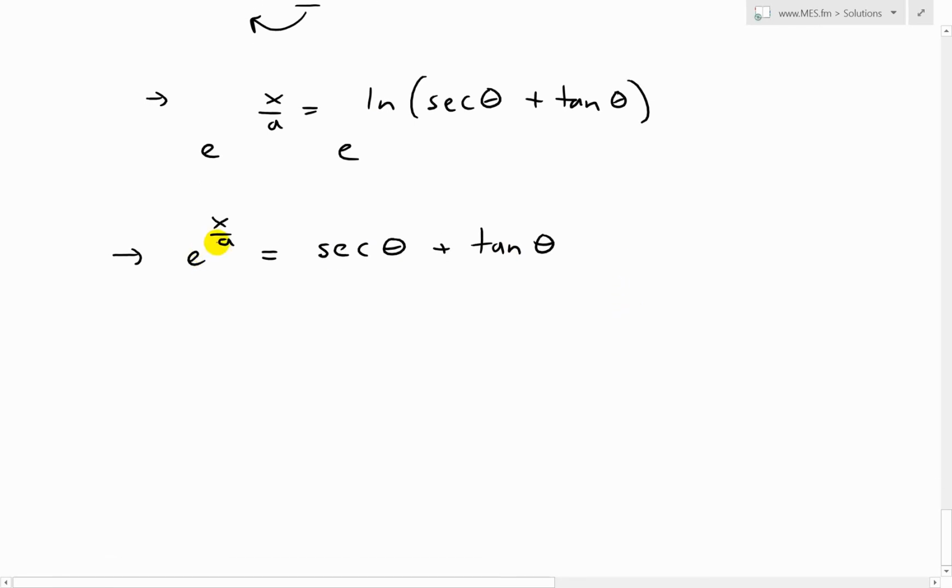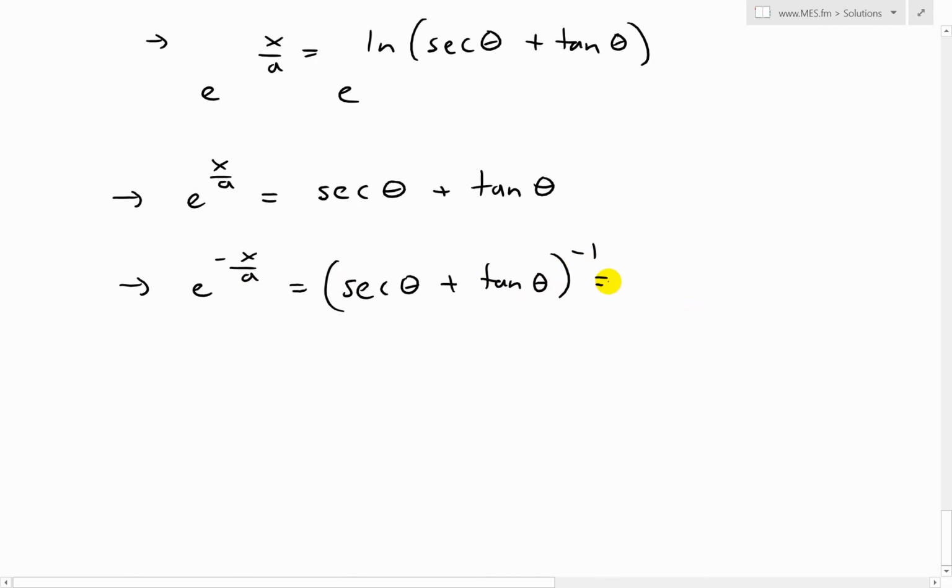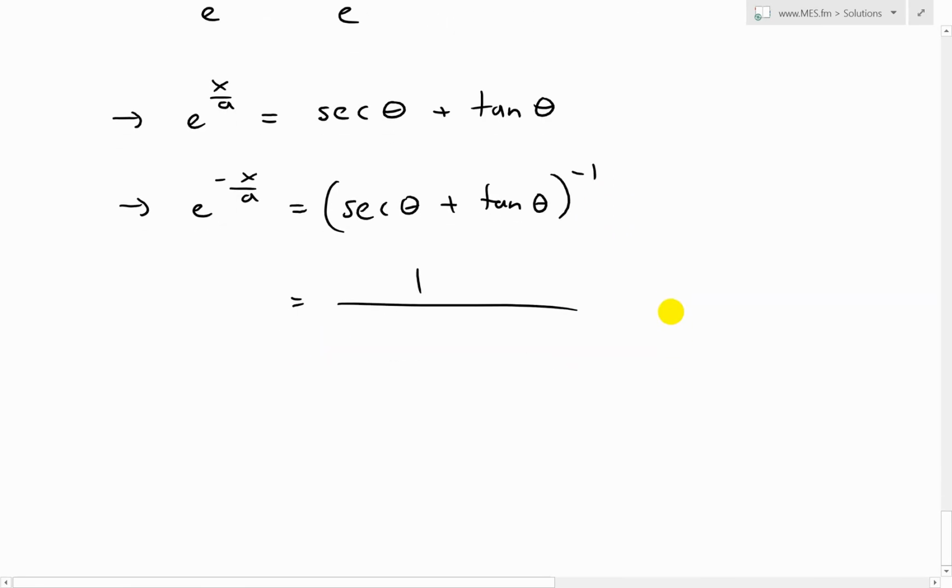And now that we have e to the x over a, what we could also do is take the reciprocal or the negative power, so we could go e to the negative x over a. This just equals this whole thing, secant theta plus tan theta, to the power of negative 1. In other words, this equals 1 over secant theta plus tan theta. This is a very abstract derivation video, but I find it really interesting nonetheless.